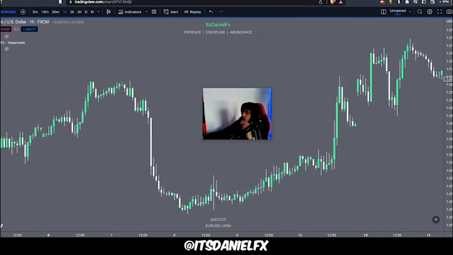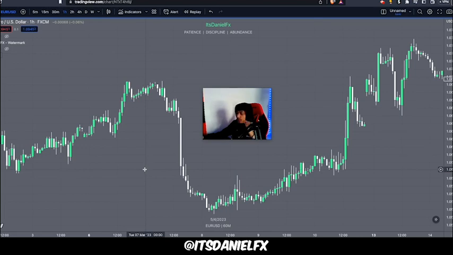Right, now what actually causes the impulsive movements and what causes the corrective movements? What's the difference between the two? Now there are multiple reasons for an impulsive move to happen. It could be high impact news, it could be an accumulation of buyers or sellers, it could be a reaction off of a key level or an order block, it could just be a regular price fluctuation. The main point is that you don't specifically know why an impulsive move is happening, it just is happening.